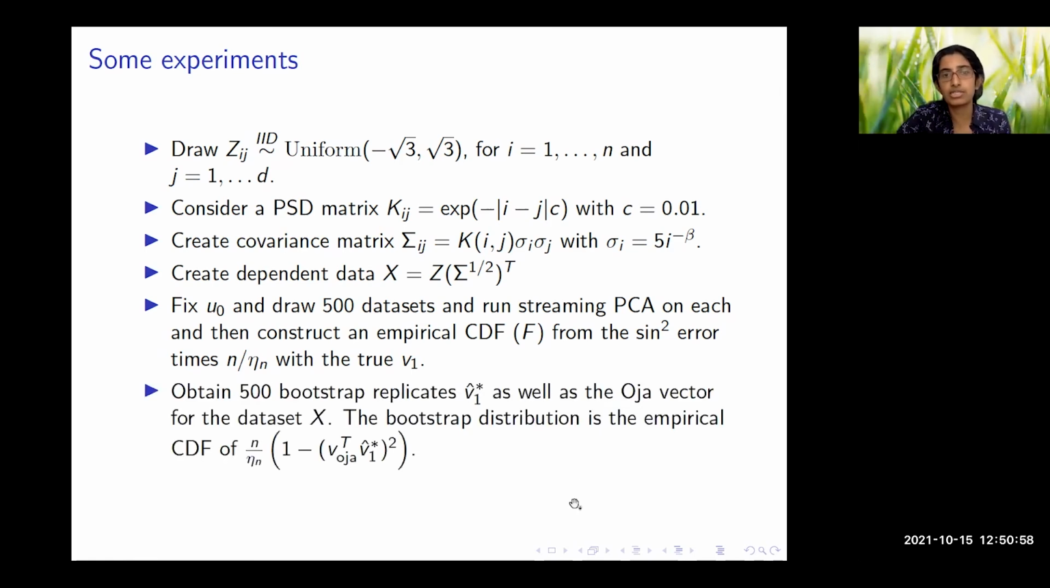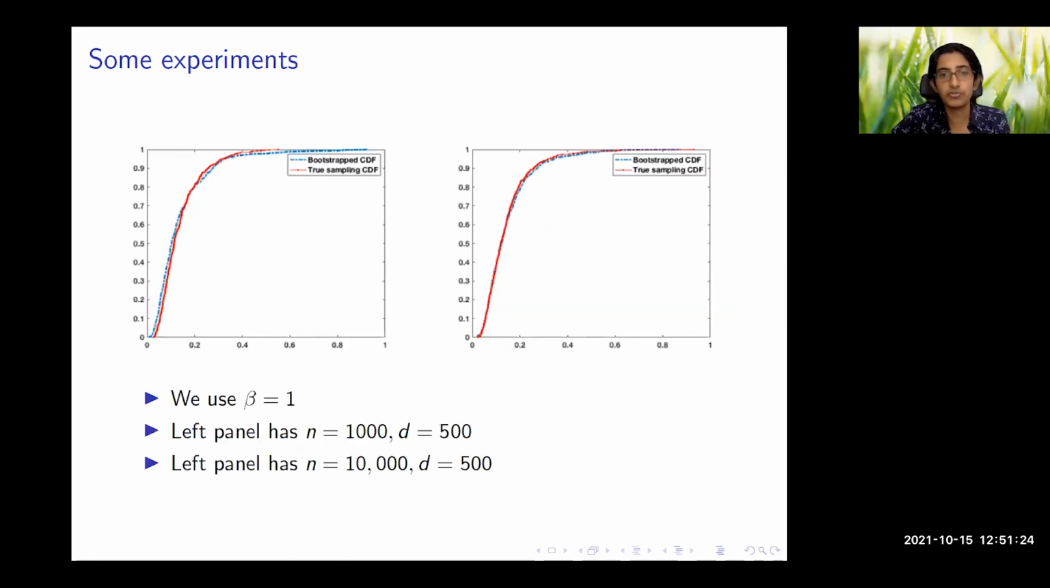And then, of course, you do the same thing with the bootstrap. There, you fix your data, and you are maintaining 500 bootstrap replicates. And finally, you are again calculating the bootstrap CDF, where you do the inner product with the Oja vector, not the V1, because I don't know my V1. And so here are the two pictures.